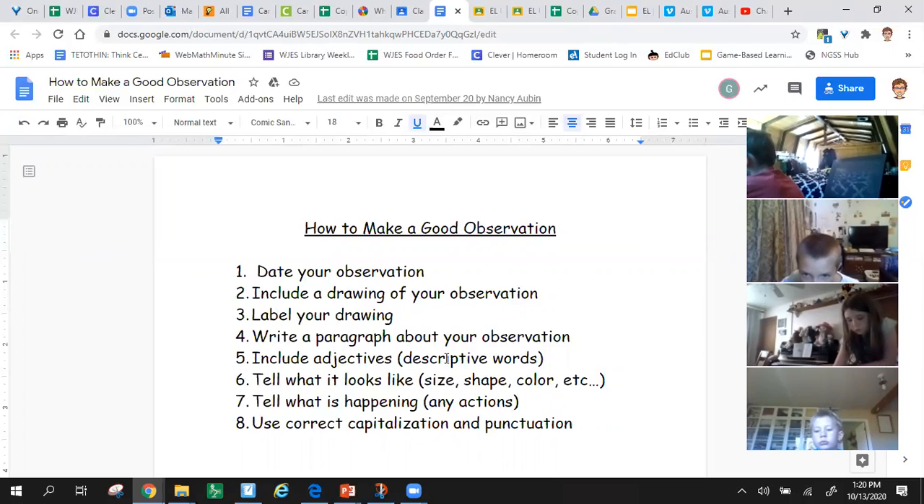Write a paragraph about your observation. Make sure you include adjectives. So August and Sawyer, you might say something like bright orange or long proboscis, right? Long, thin antennas. Tell what it looks like. Tell the size, the shape, the color. Tell what is happening. Is the butterfly moving its wings? Is it stretching or is it just sitting there? You guys can look at that video again.